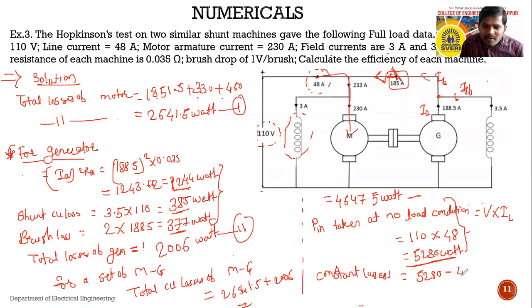5280 minus copper loss of both the machine 4647.5. किती येत आहेत कॉन्स्टंट लॉसेस? सबस्ट्रॅक्शन करा. 604.5280 minus 4647.5. बरोबर आहे का? फोर 4647 आहे. टेन minus 7, it is near about 3.